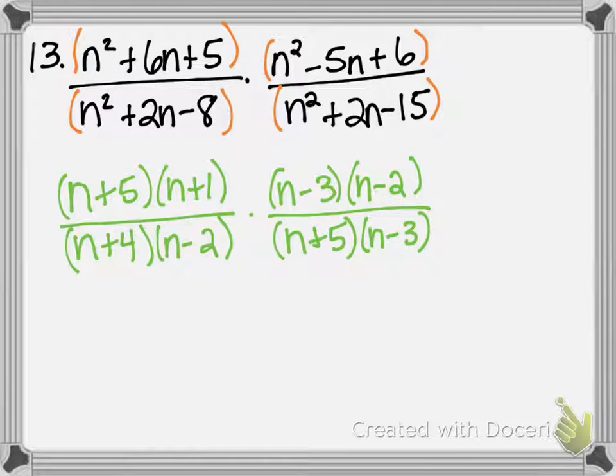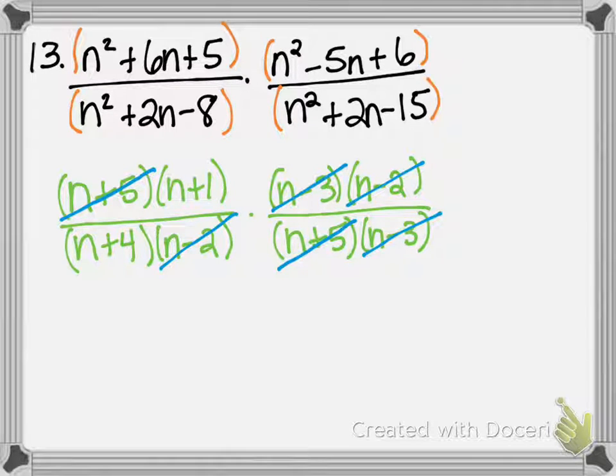Now look and see which factors are exactly the same, and those are the ones that you're going to be able to cancel. So we have an n plus 5 on the top left, and we have a similar n plus 5 on the bottom right, so those will cancel. We have an n plus 1, but nowhere on the bottom is there an n plus 1, so that stays where it is. And then n minus 3 and n minus 2 cancels out.